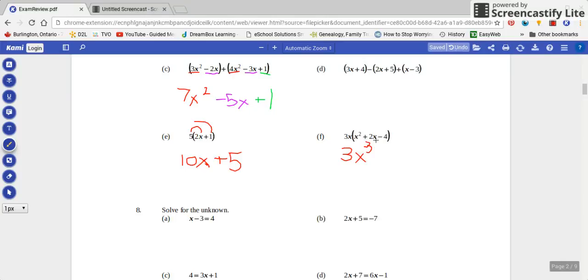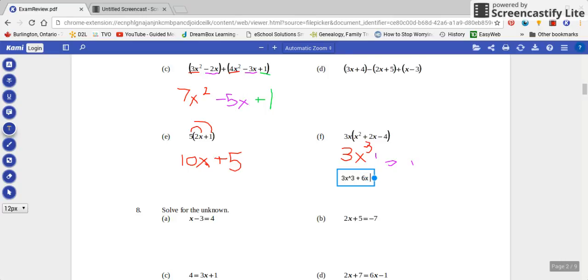Now we do 3x times 2x, and we're going to end up with another term there. So 3x times 2x, 3 times 2 is 6. X times x is x squared. So we're going to end up with plus 6x squared. Sorry, this is not working the way I wanted it to work. Okay, let's see if this works better. Okay, 3x to the exponent 3.